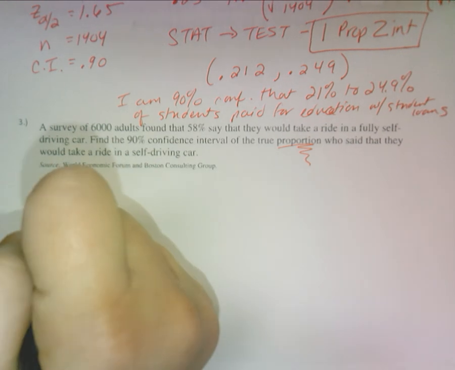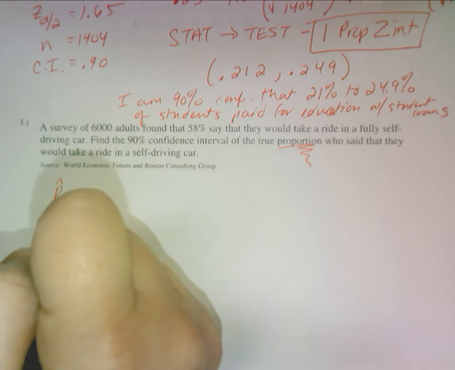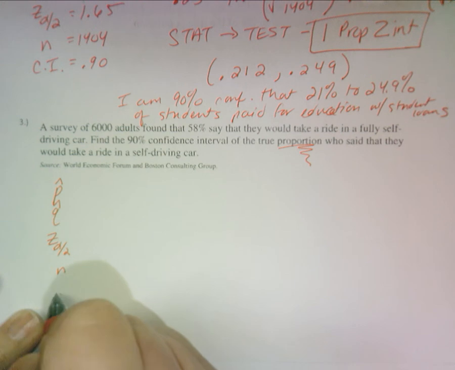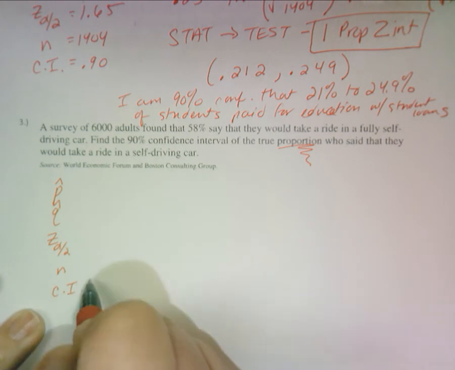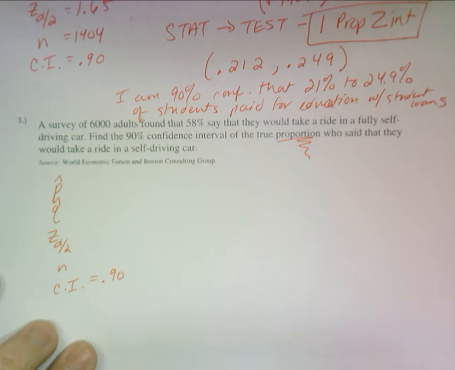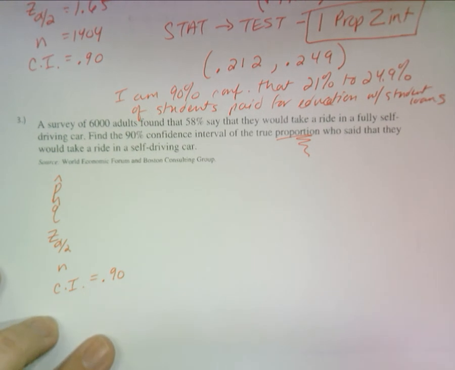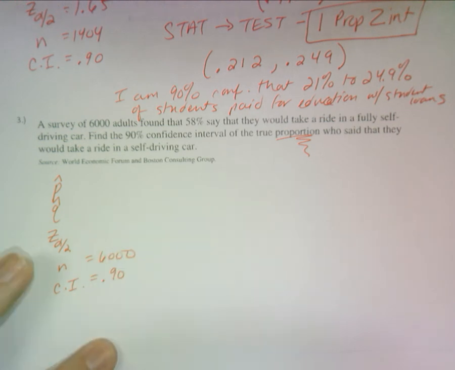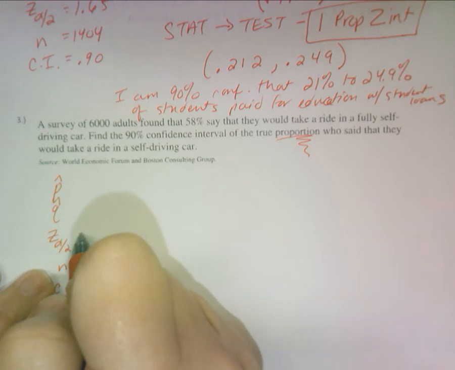Okay, let's write this out. Good old P hat, good old Q hat, good old Z alpha over 2, my N, my CI. My confidence interval is 90%. So that's pretty easy to do. What's my N? Let's work backwards here. How many people? 6,000. What's my Z alpha over 2? It's the same again, right? 1.65?